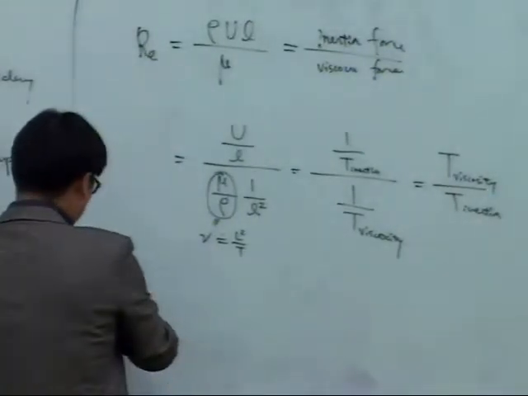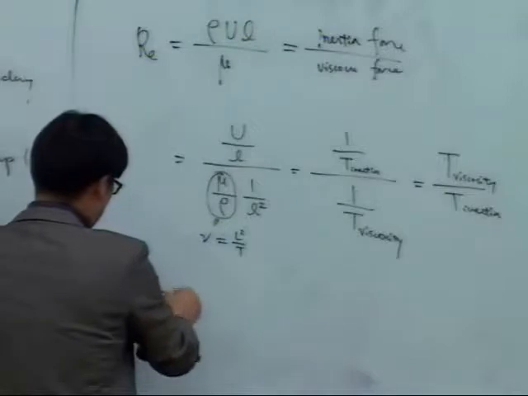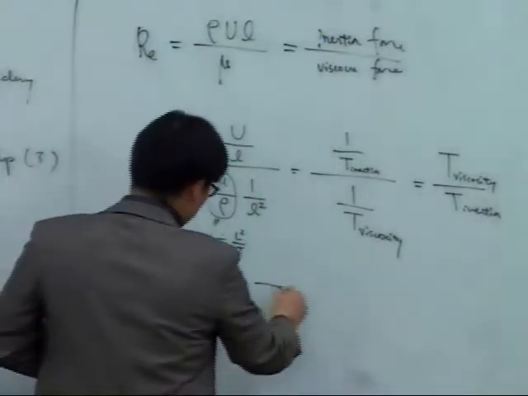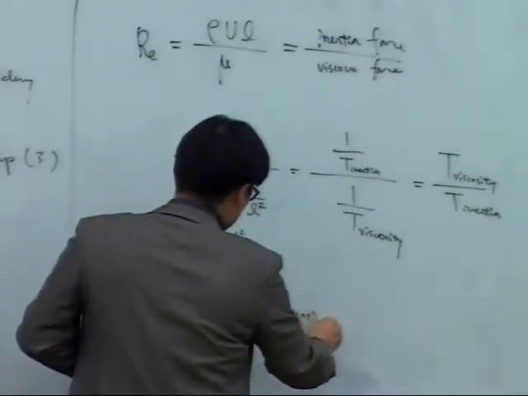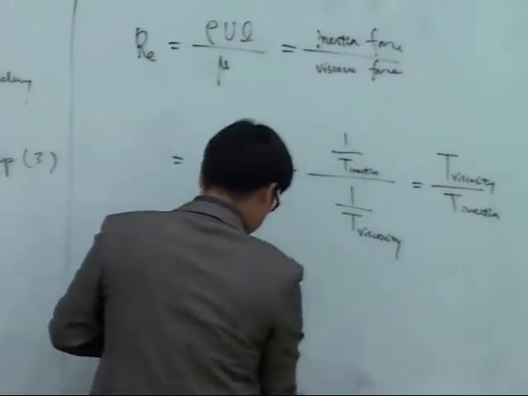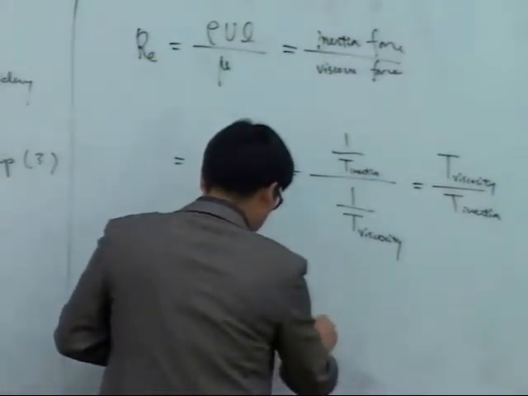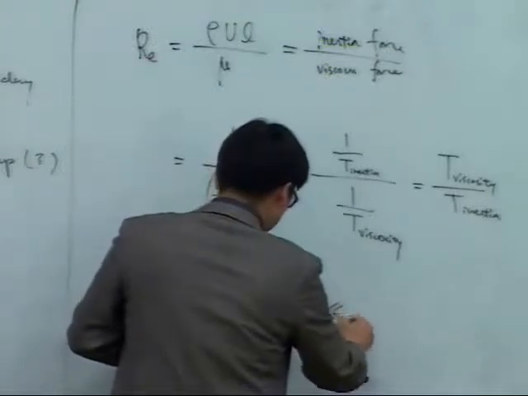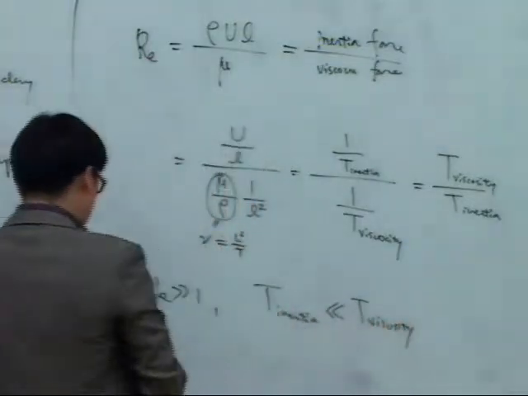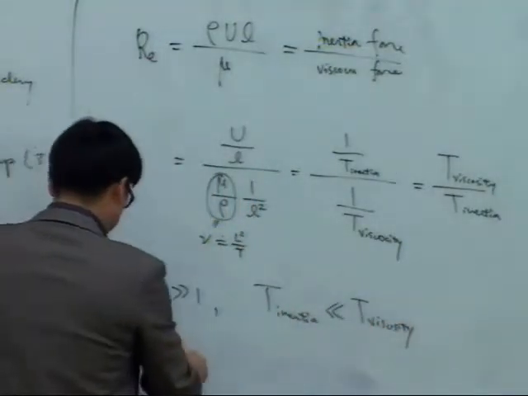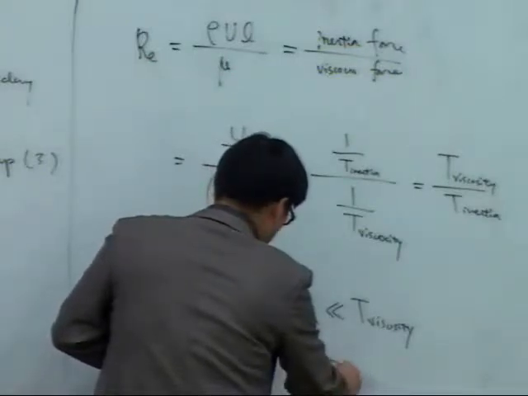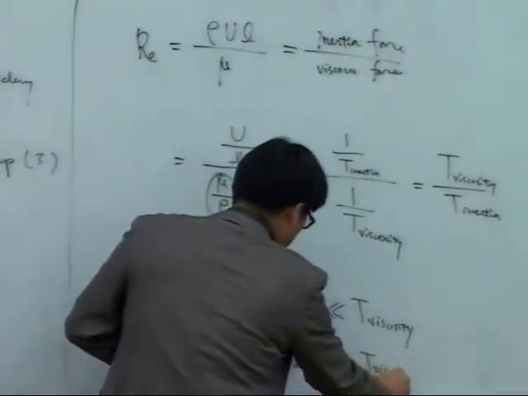So what happens if the Reynolds number is large? In terms of time scales, T inertia is much smaller than T viscosity. On the other hand, if the Reynolds number is small, T inertia is much greater than T viscosity.